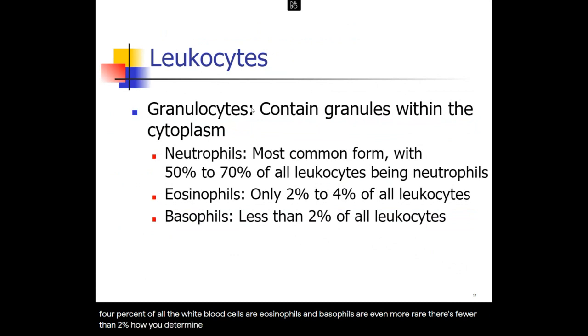How you determine what all of these parts of the white blood cell count is, is if the doctor orders a complete blood count with differential. The differential is looking at how many neutrophils, how many eosinophils, and how many basophils. That will give them an idea of what type of invasive agent that they're dealing with.